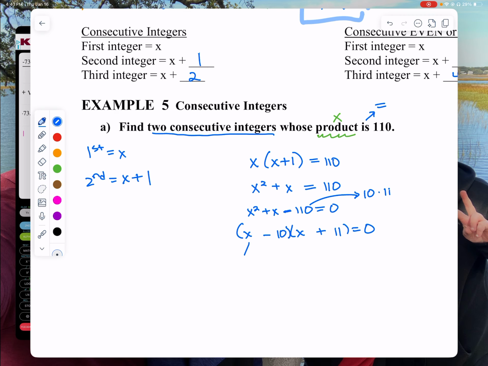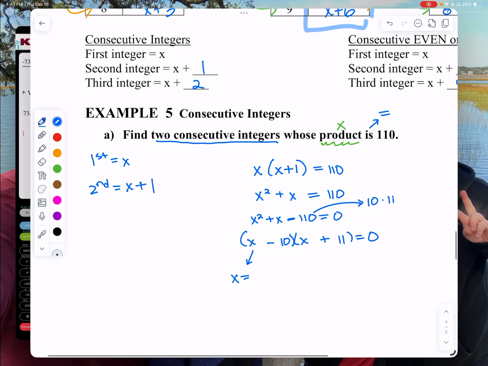So this one, we talked about this in class, you don't have to write it down. You could say x minus 10. What would make that 0? That's if x was 10. And this would be negative 11, if I set it equal to 0, right? If I said x plus 11 equals 0, I just take my 11 and subtract it on both sides.